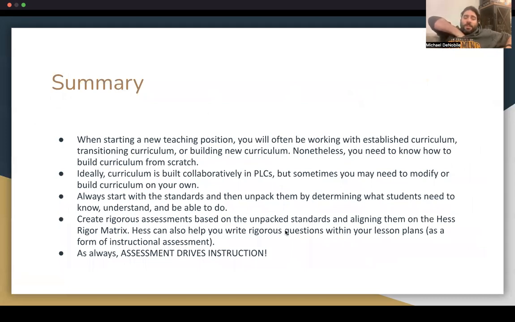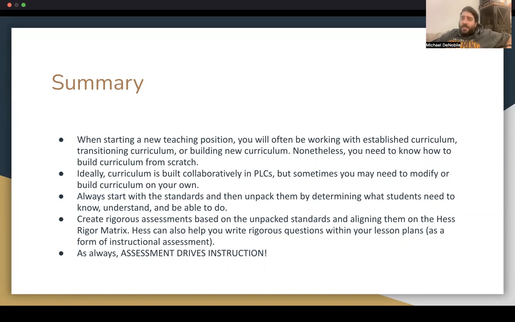So when starting a new teaching position, you will often be working with established curriculum, transitioning curriculum, or building new curriculum. Nonetheless, you need to know how to build curriculum from scratch. Ideally, curriculum is built collaboratively in professional learning communities, but sometimes you may need to modify or build curriculum on your own. Always start with the standards, then unpack them by determining what students need to know, understand, and be able to do. And finally, create rigorous assessments based on the unpacked standards and align them on the Hess Rigor Matrix. Hess can also help you write rigorous questions within your lesson plans as a form of instructional assessment.